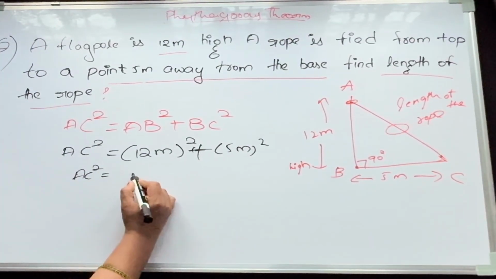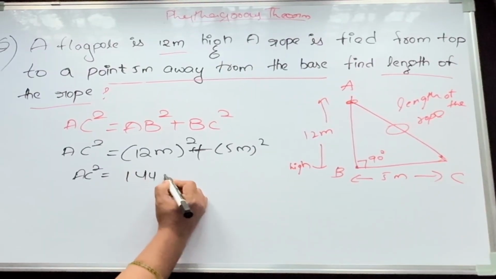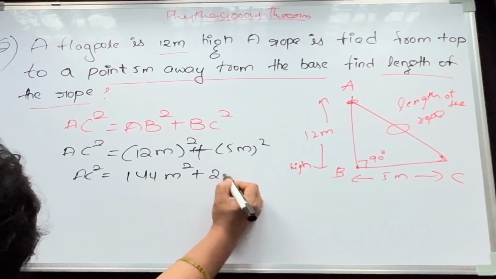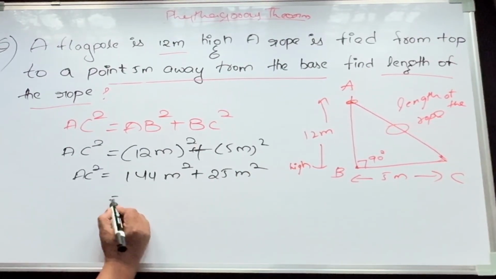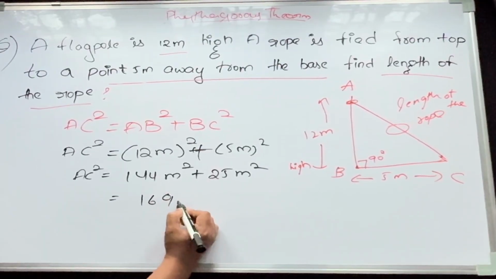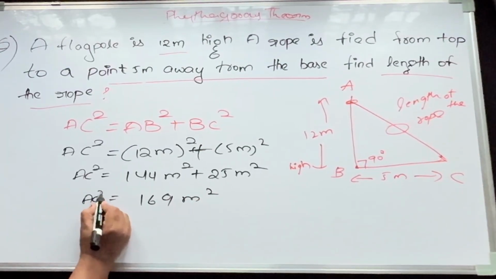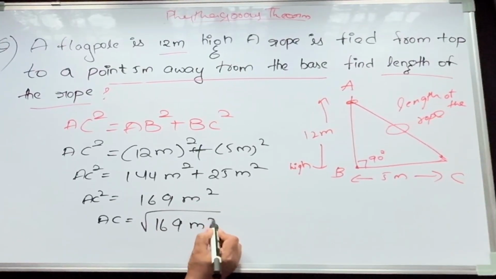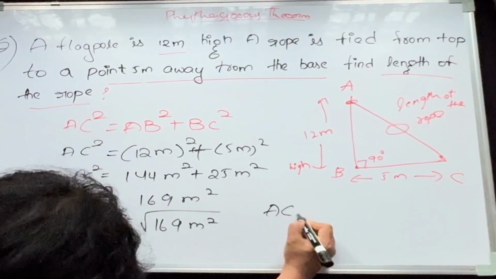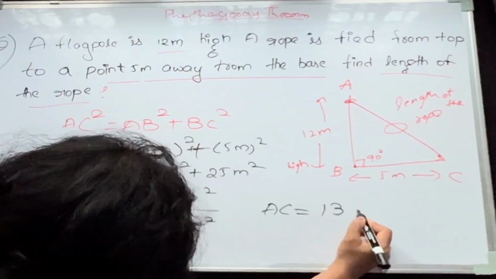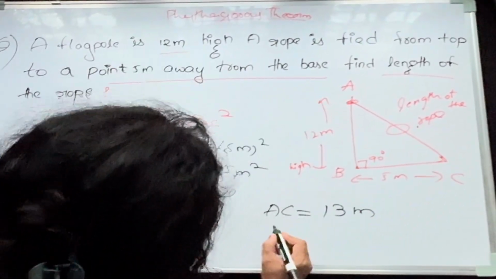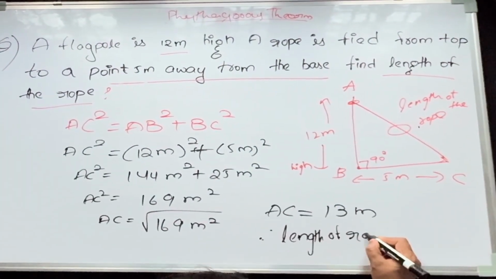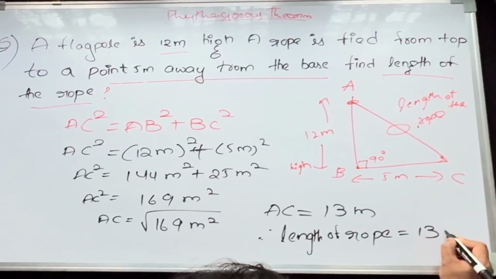AC square is equal to 144 plus 25. How much is this? 169 meters square. Okay. AC is equal to root 169 meters square. Means AC is equal to 13 meters. So, therefore, the length of the rope is equal to 13 meters.